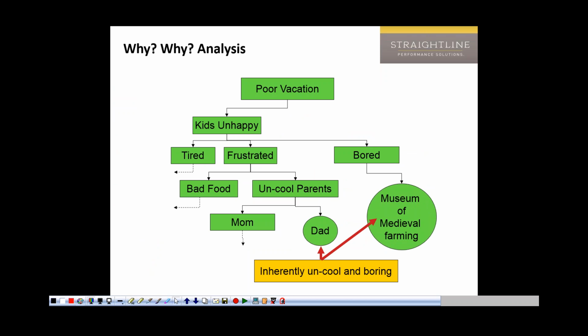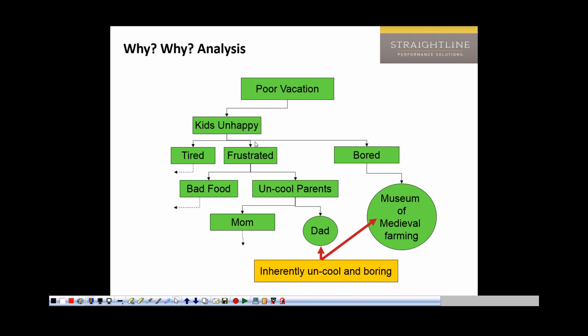So, for example, let me just give you what I hope will be a humorous one. We have a poor vacation. Why? Because the kids are unhappy. Now, there could be other whys, but the idea is let's prune the tree and take this down a little bit. Why are they unhappy? Because they're tired, and I could keep going on that if I wanted, or because they're frustrated, or because they're bored. Well, why are they bored? Well, we went to the Museum of Medieval Farming.